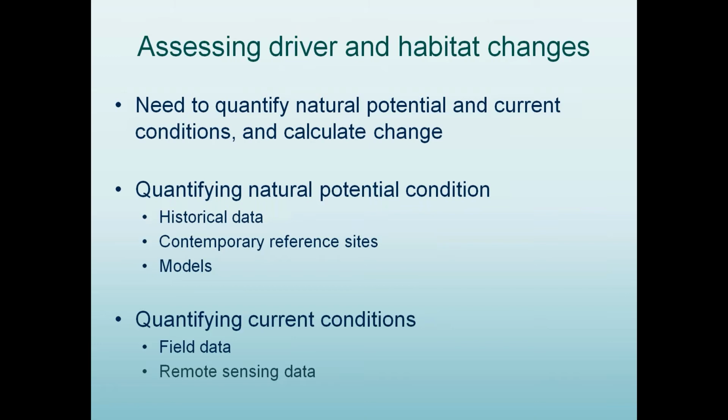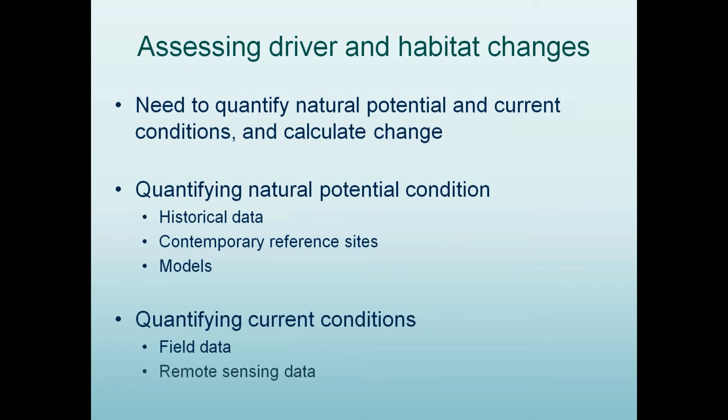So again, to do this, we need to assess the driver and habitat changes. So what we need to start with is quantification of the natural potential and the current conditions so that we can calculate change. So for each factor, for example, riparian functions, we want to look at how big are the trees that are out there now, what kind are they, how much shade do we have, how much wood recruitment do we have, and then compare that to a natural reference condition. And that gives us an estimate of the change from the historical to the current.